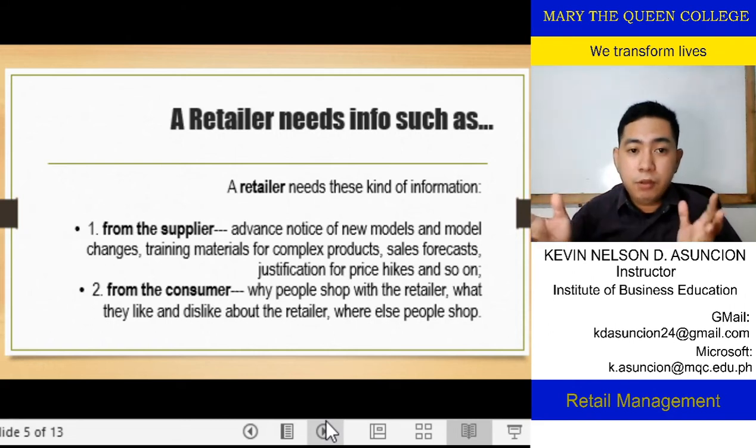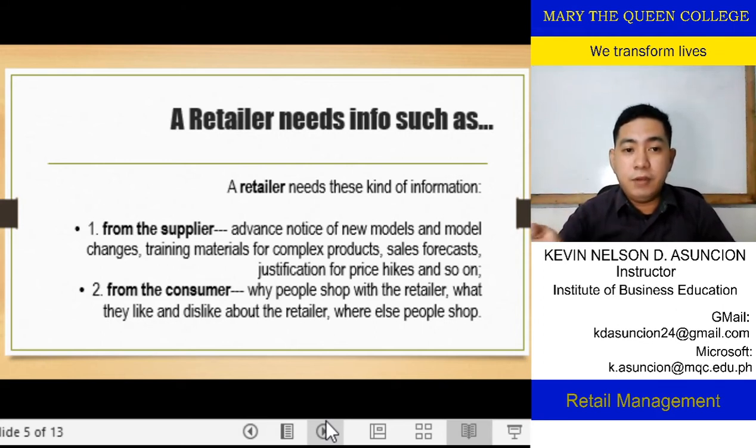And then what do you need from your customer? Why people shop with the retailer? What they like and dislike about the retailer, and what else do they like? Remember, the retailer doesn't produce the product. So, yung pinaka-service niya, what do they like about the shop? So that means the expected, the augmented, and the potential retail strategies na ginagawa ng isang retailer. Enough na dun sa product because that's product management, the superiority of the product or the brand.